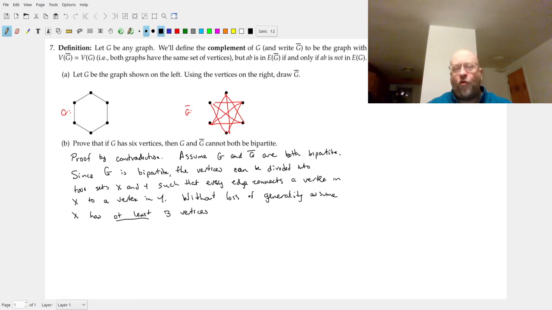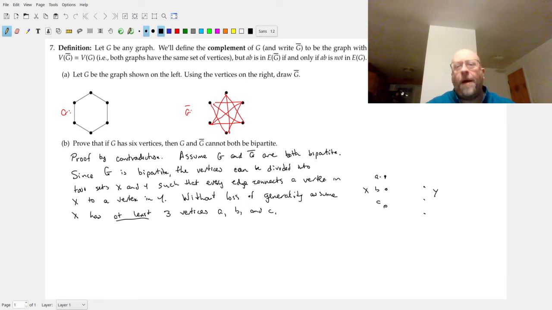So 3 and 3, 4 and 2, or 5 and 1. But we're just going to look at 3 vertices, A, B, and C. Okay. So here's sort of a drawing here. X has 3 vertices, A, B, and C. It may even have more than 3 vertices, but it has at least these 3 vertices, and then Y has some other vertices over here.